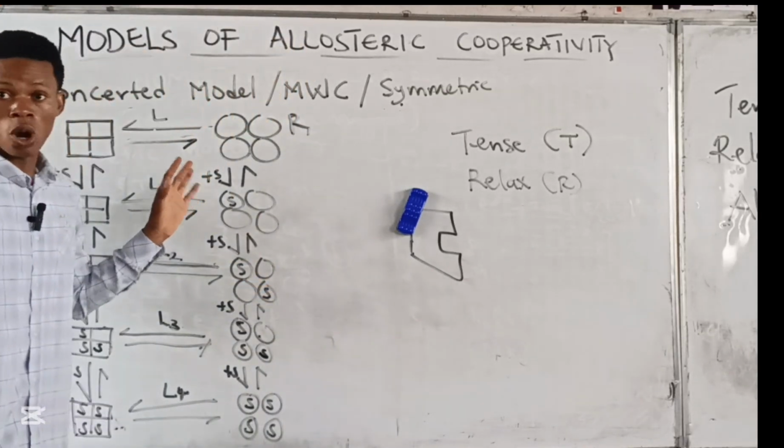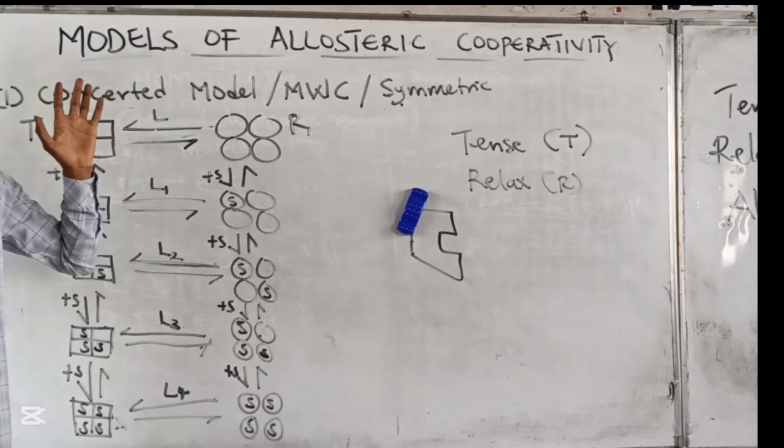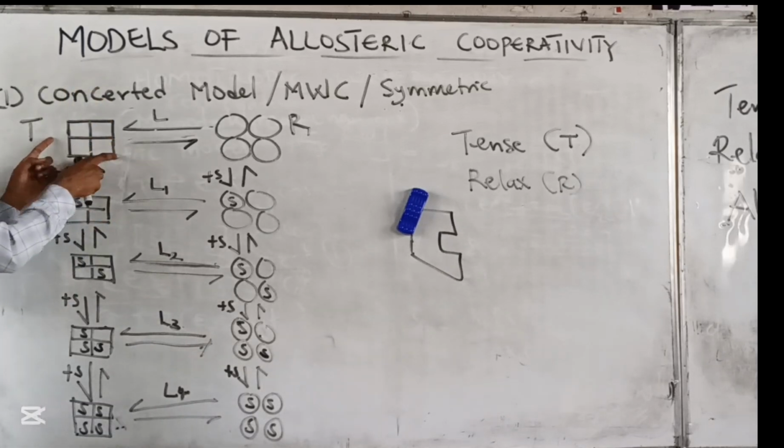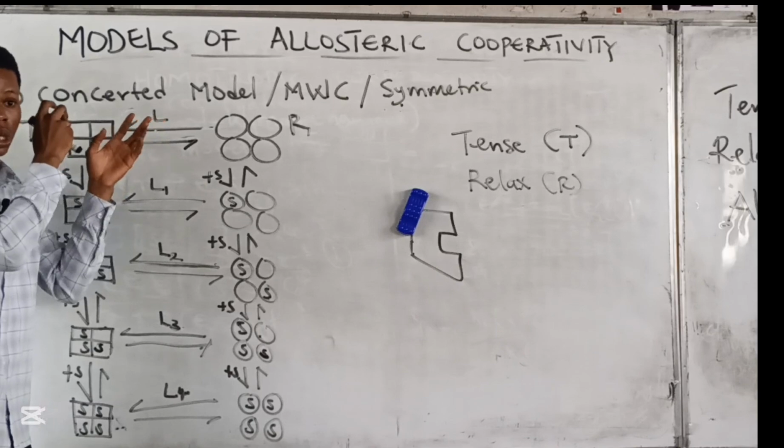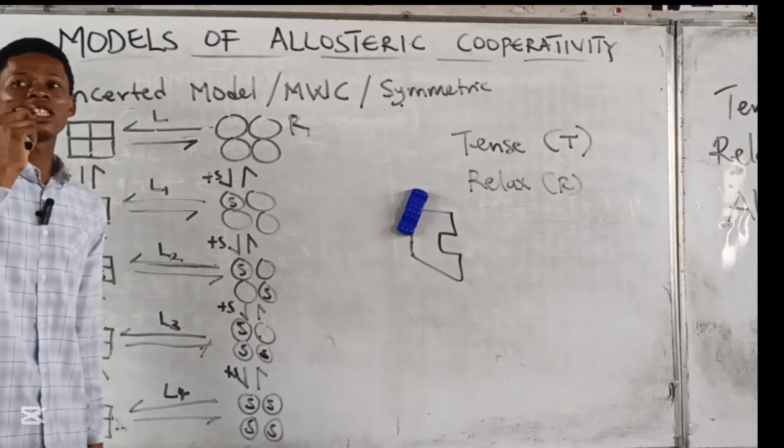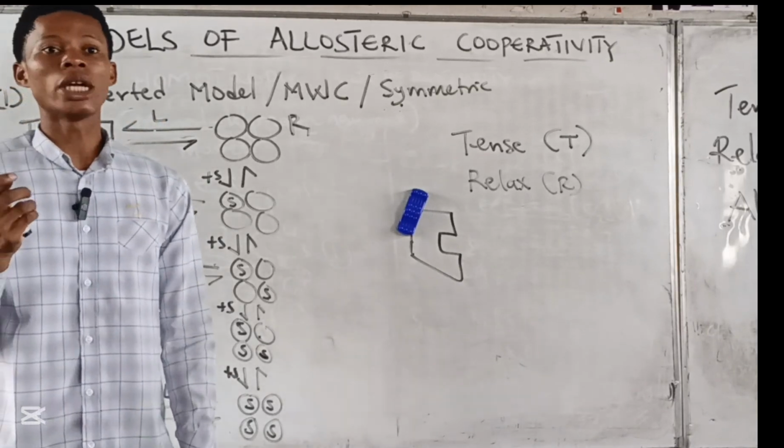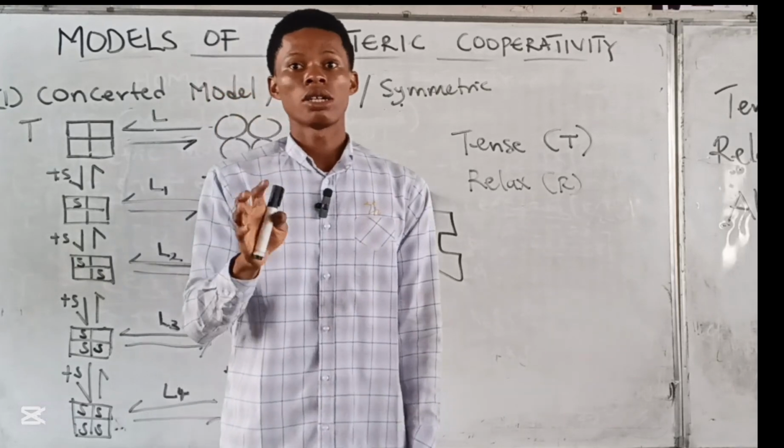The drawing is easy to draw. I will explain so you know how to draw it without cramming. Just know that a box is used to represent what? The tense state, right? And an arrow is used to represent what? The relaxed state.